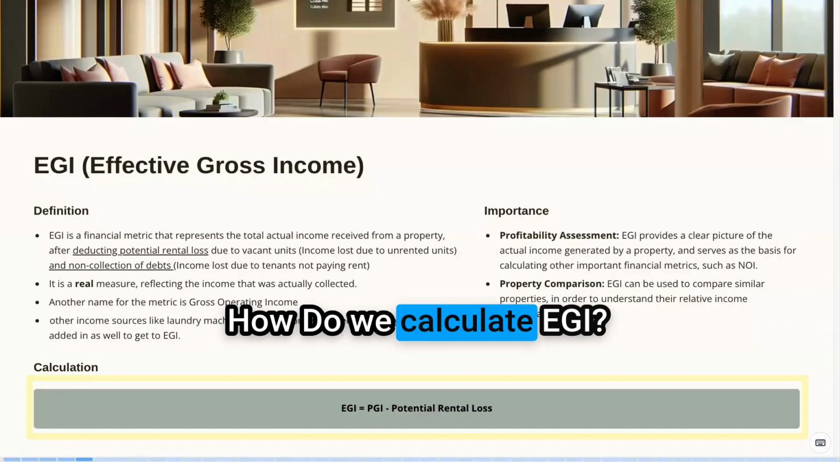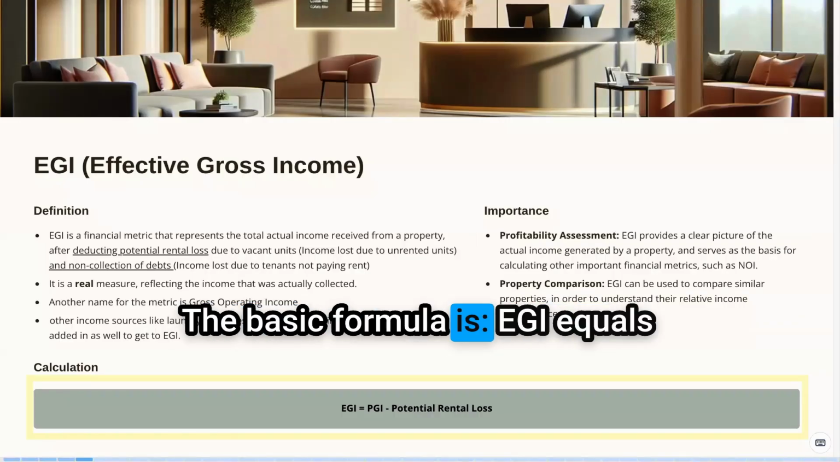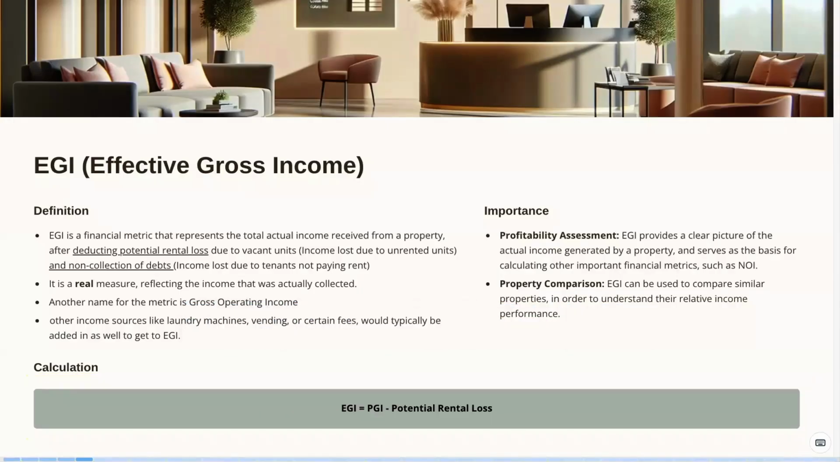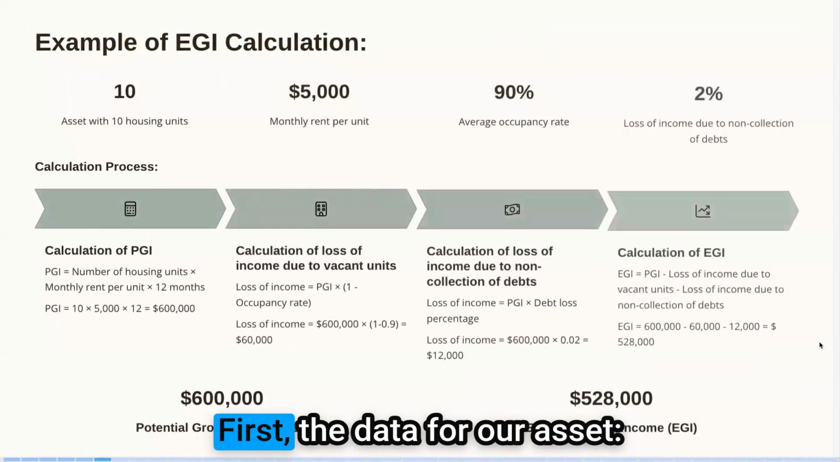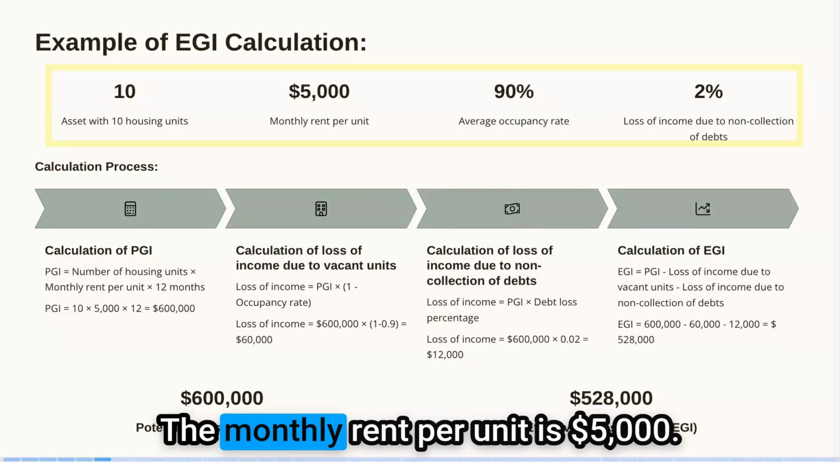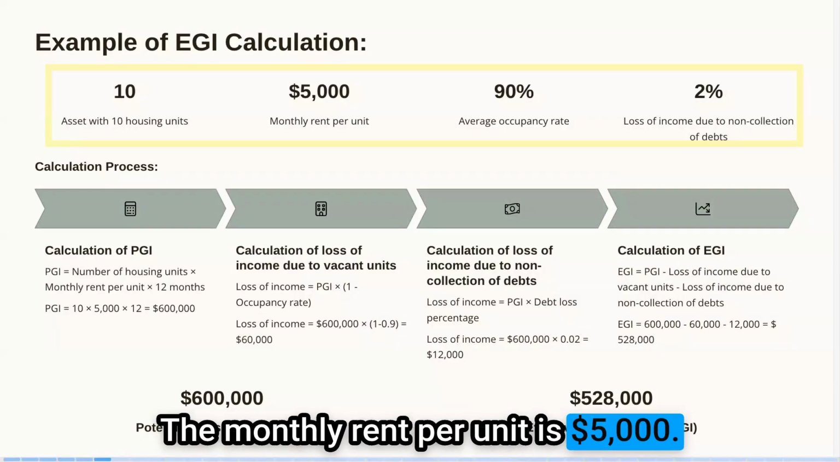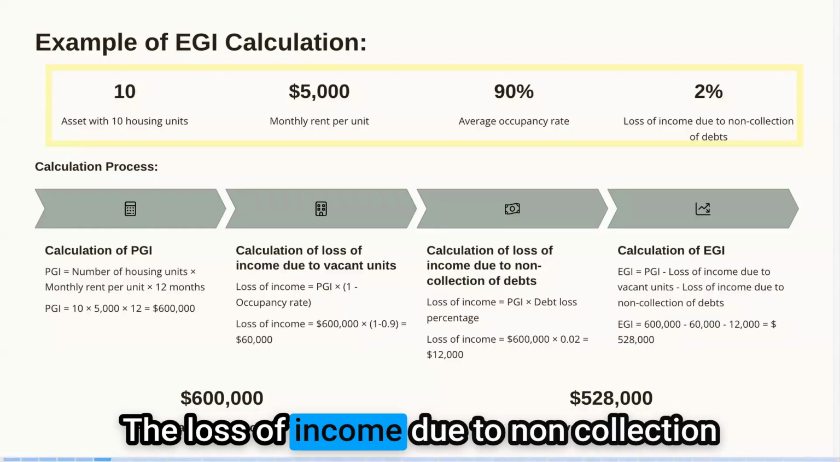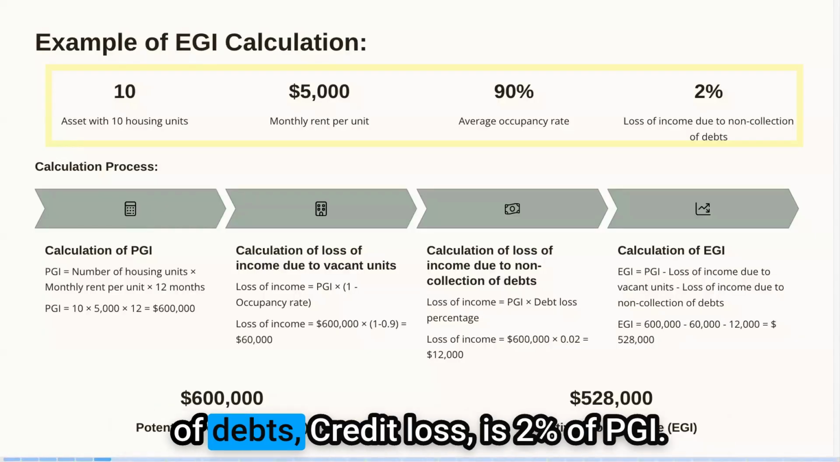How do we calculate EGI? The basic formula is EGI equals PGI minus potential rental loss due to vacancy and credit loss. Let's see an example. First, the data for our asset. An asset has 10 housing units. The monthly rent per unit is $5,000. The average occupancy rate is 90%. The loss of income due to non-collection of debts, credit loss, is 2% of PGI.